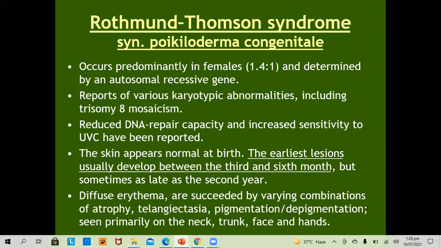Skin appears normal at birth. The earliest lesions develop between 3rd and 6th months, but sometimes as late as the 2nd year.